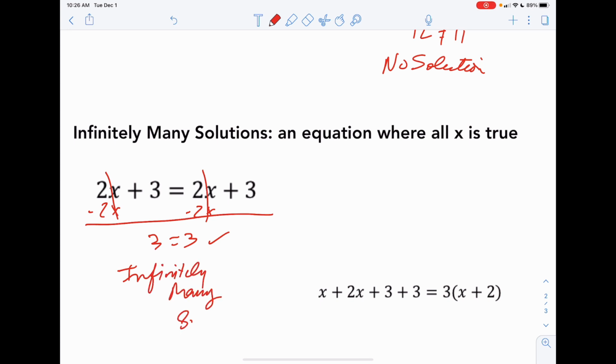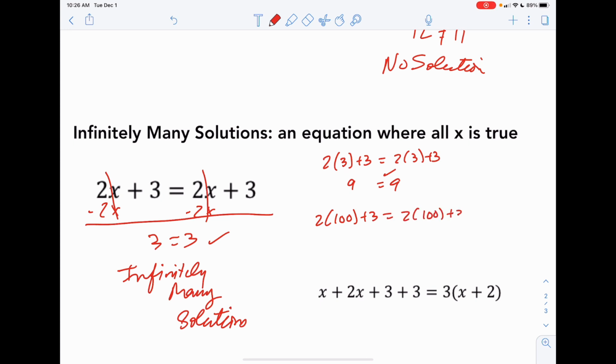Now you might be thinking, what does it mean when any value of x will work? Well, let's substitute in some values here. Let's say x was equal to 3. 2 times 3 plus 3 is equal to 2 times 3 plus 3. Well, of course that's true. It's the same thing on both sides. So this would be 6 plus 3, so 9 is equal to 9. Sure. We could say that x is equal to 100. 2 times 100 plus 3 is equal to 2 times 100 plus 3. That's also true because something will always equal itself.